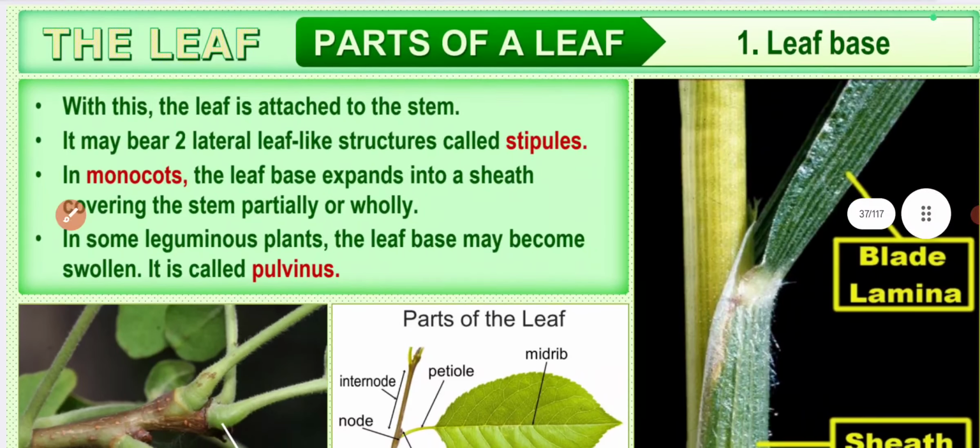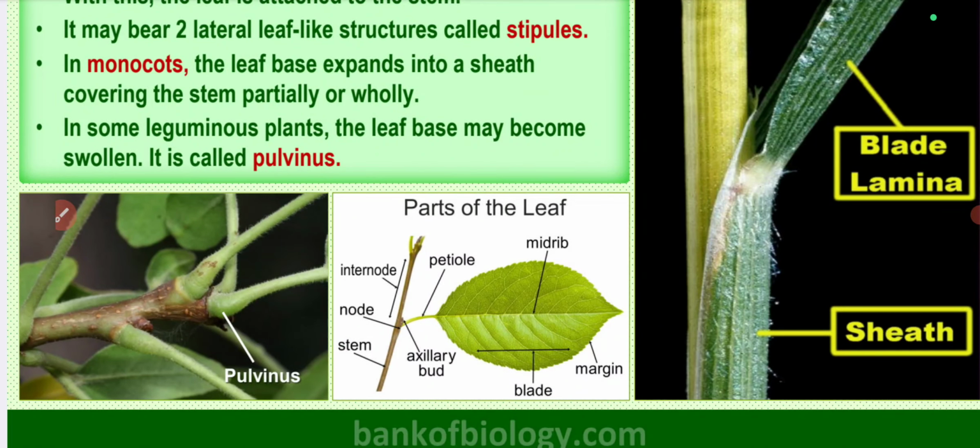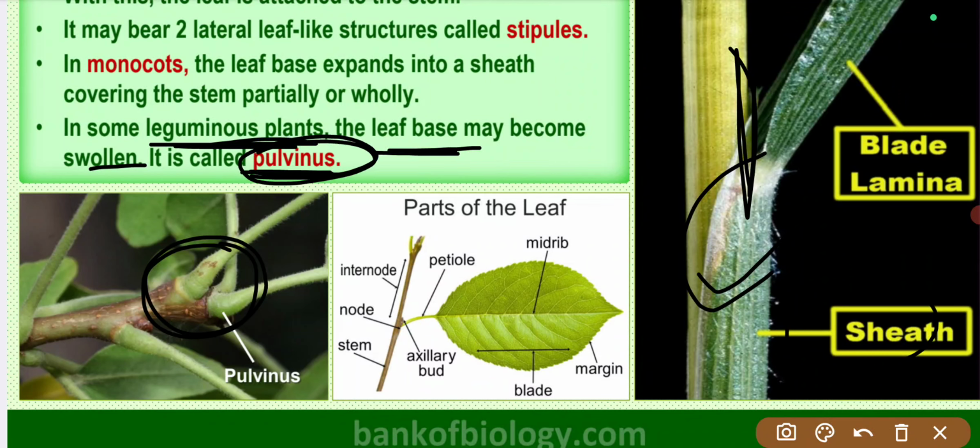Next, in monocots, the leaf base expands into a sheath covering the stem partially or wholly. As you can see, the sheath is present here and it covers partially or even fully. In some leguminous plants, or pulse plants, the leaf base may become swollen like this, and that is called pulvinus. Pulvinate leaf.